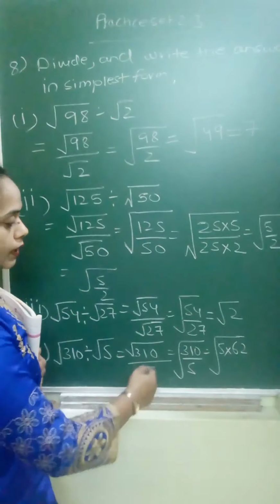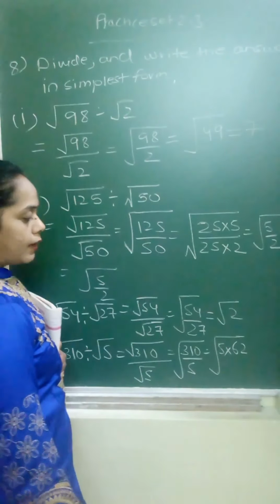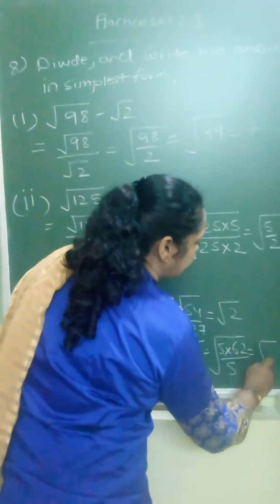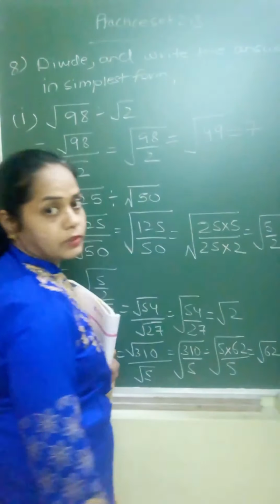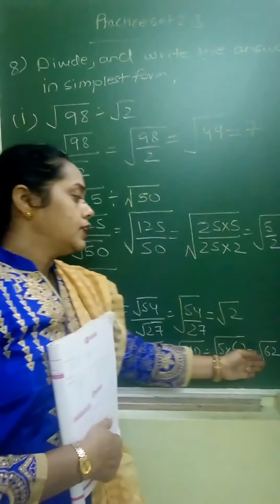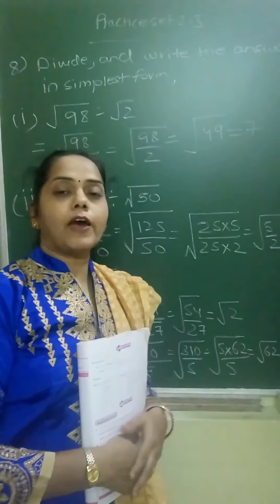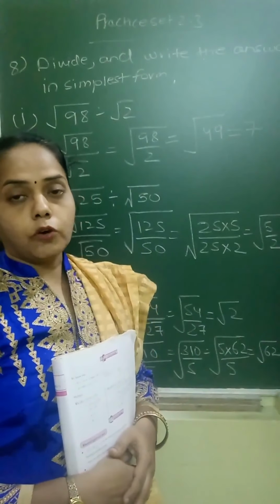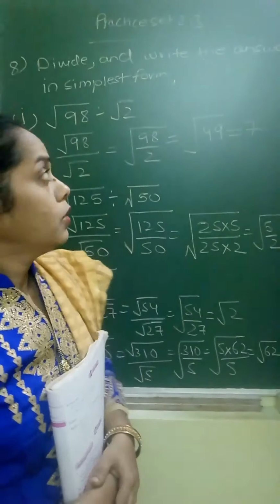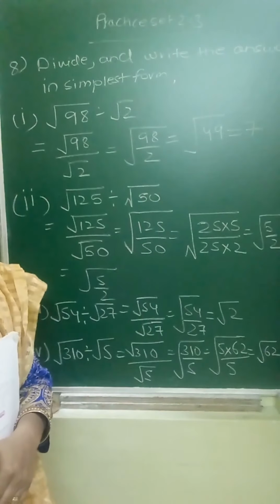You can divide 310 by 5: 5 sixes are 30 and 5 twos are 10, upon 5. So this 5 cancels this 5 and we are left with the answer square root of 62. So this is the final answer in the simplified form, because we cannot find such factors of 62 further, out of which one is a perfect square. So this only is the simplified form. In this way we can divide any two given surds.